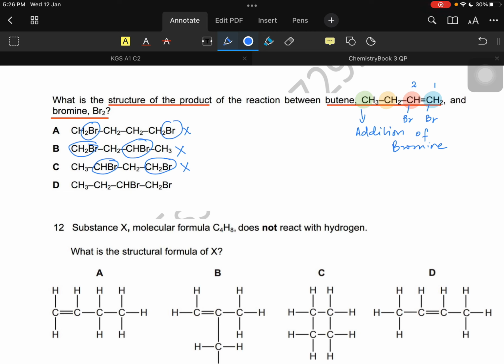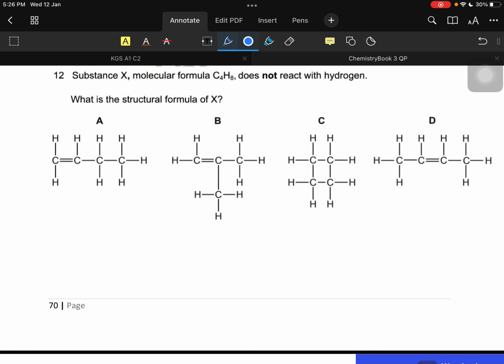D seems to be perfect because it has one bromine right over here on the carbon in the corner, which is the first carbon, and another right over here on the second carbon. So the two nearby carbons get it, the two adjacent carbons get it. So D is the right answer because the carbons on the corner get it and they are adjacent carbon atoms. Guys, let's try this structure.